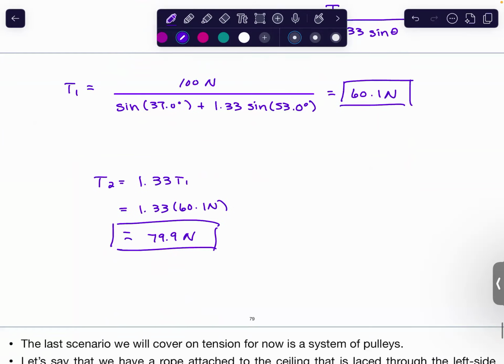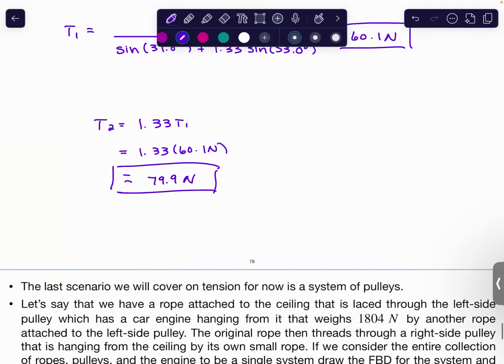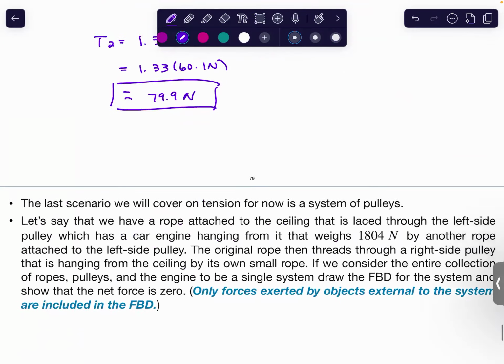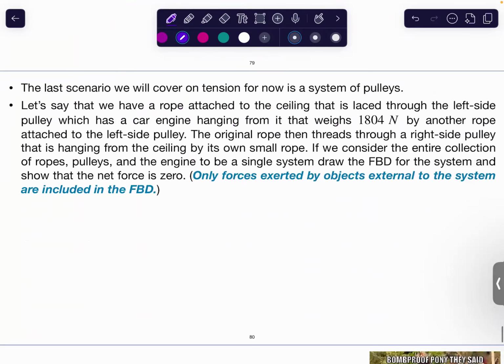So let's try to finish this chapter off. The last thing we're going to look at is a system of pulleys.